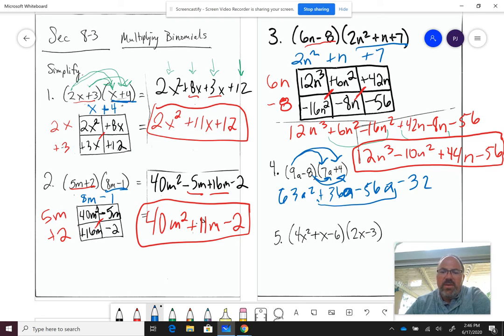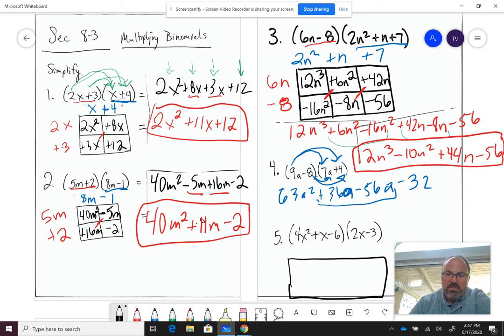Okay, and same thing with the last one. Doesn't matter if it comes first or second, but again, I would suggest making your box method. I'd put the binomial on the side, 2x minus 3. You don't have to, it's just what I tend to do. And then the 4x squared plus x minus 6, I'll put that on top. And then you multiply those out.